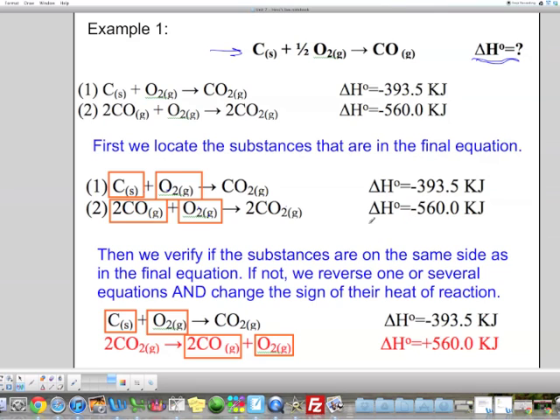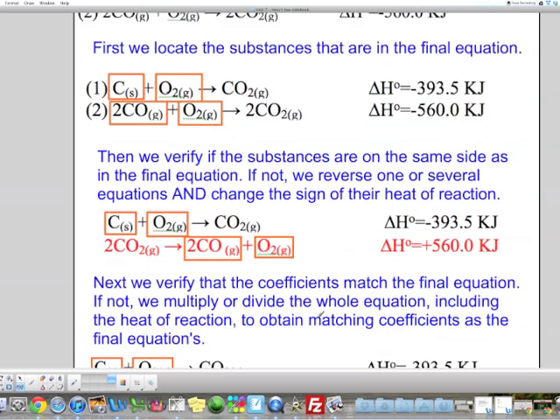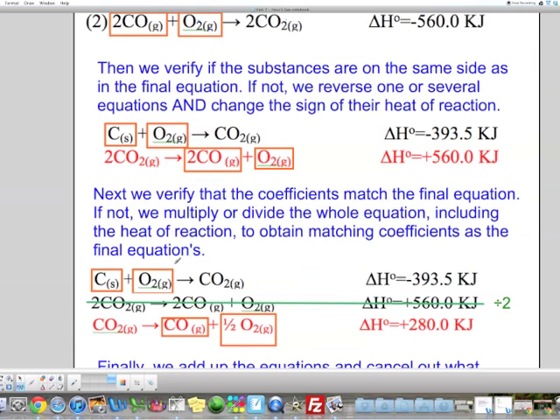Okay, so now I have two steps. I located my substances, which ones appear in the original or final reaction, whatever you want to call it. And then I flipped whatever I need to flip, including the sign of the energy. Third step, I need to verify if my coefficients match what I need in the final equation.